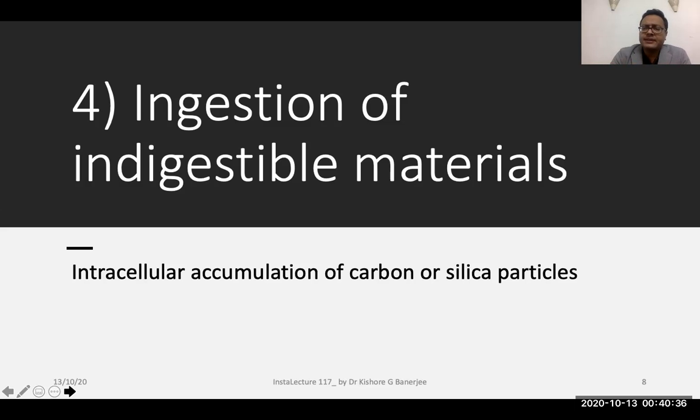For example, if there is silica accumulation inside the cell, that could lead to diseases like silicosis. It could elicit abnormal fibrosis. So this mechanism is purely due to ingestion of indigestible material. To digest that material, the cell has no enzymatic machinery. The cell cannot handle it, so they start to accumulate there. So altogether, what we learned is that there are 4 key mechanisms through which abnormal intracellular accumulation can occur.